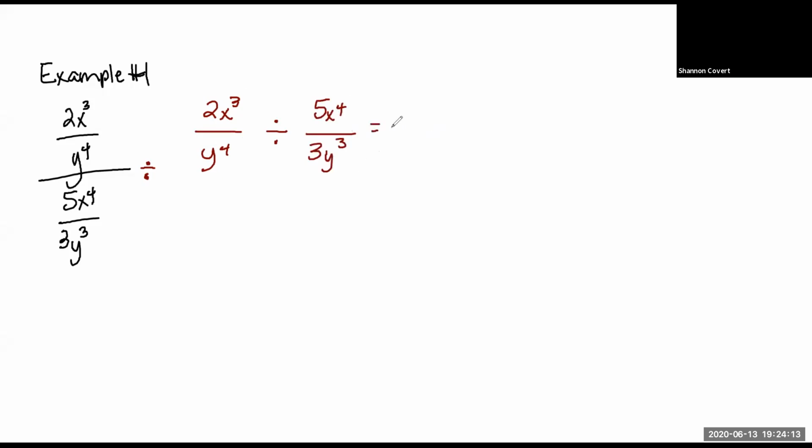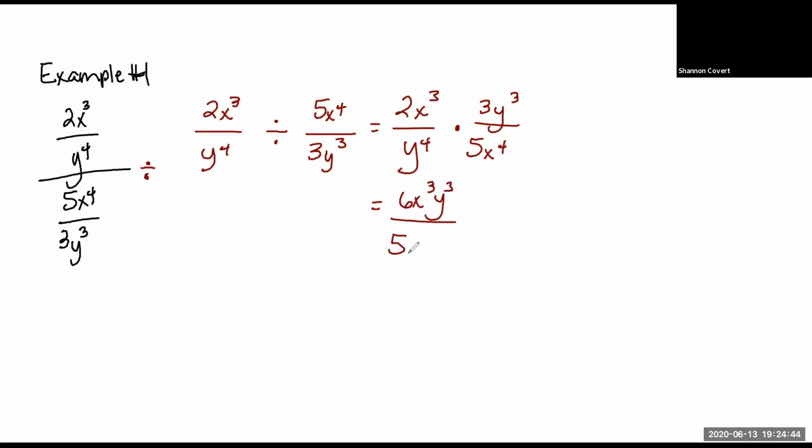Remember, I do not like to divide fractions. I would rather multiply fractions. So I'm going to turn this into a multiplication problem. And we'll have 2x to the third over y to the fourth times the reciprocal, which would be 3y to the third over 5x to the fourth. Now I multiply across the top. 2 times 3 is 6, x cubed, y cubed. Multiply across the denominator, 5x to the fourth, y to the fourth.